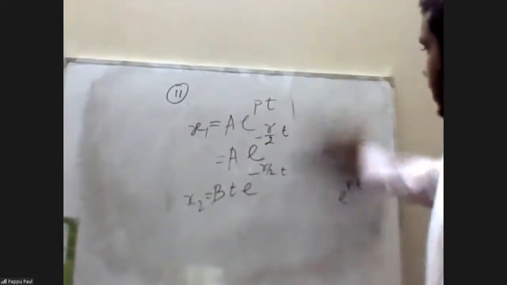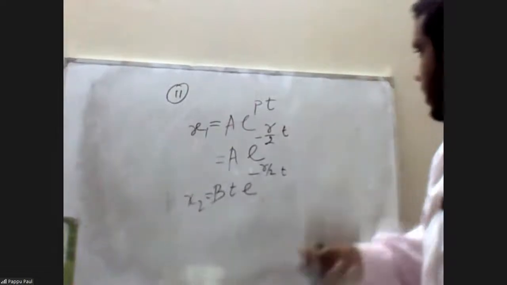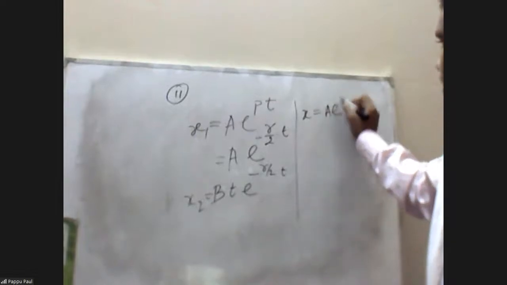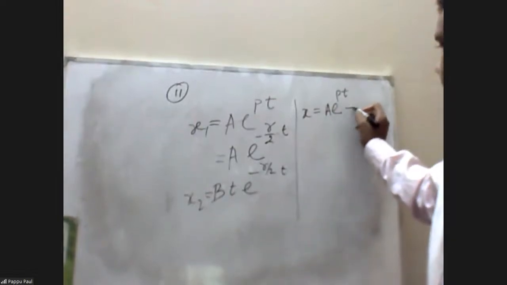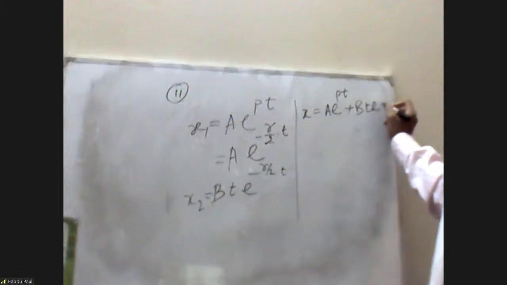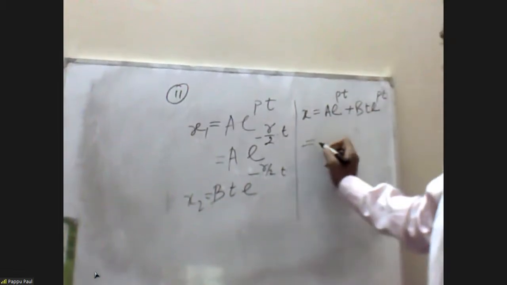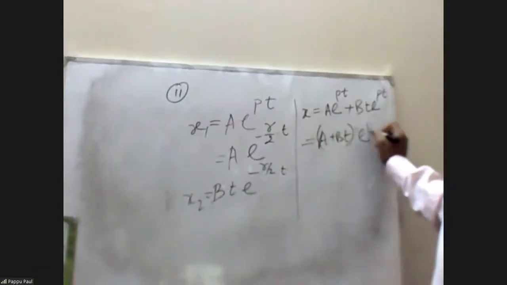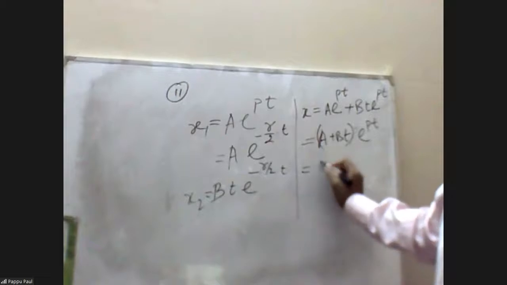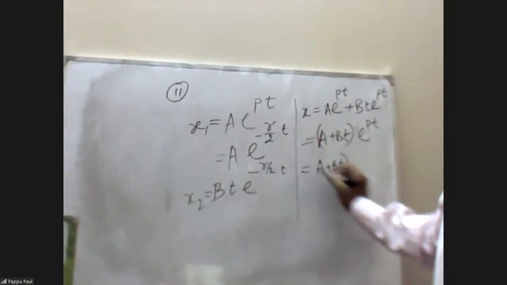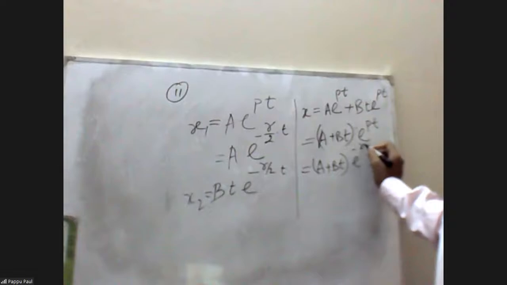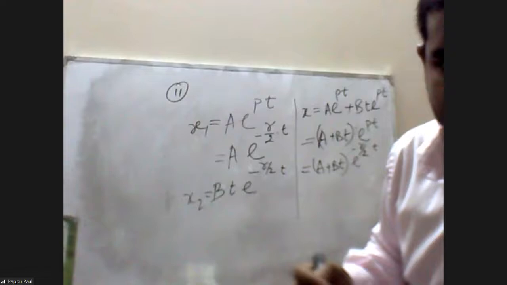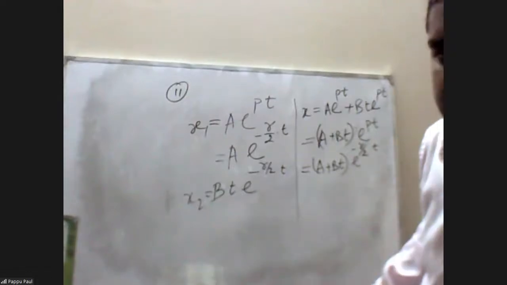So our total solution, we can write x equals a e to the power pt plus b t e to the power pt. So we can write (a plus bt) e to the power pt, and we know that in the second scenario p equals minus gamma by 2, so we can write the equation in this fashion.